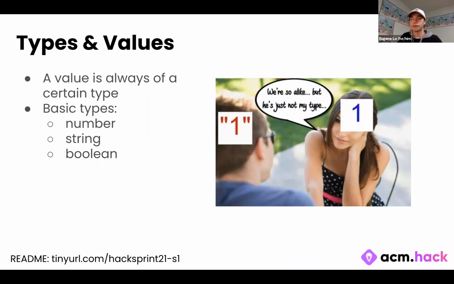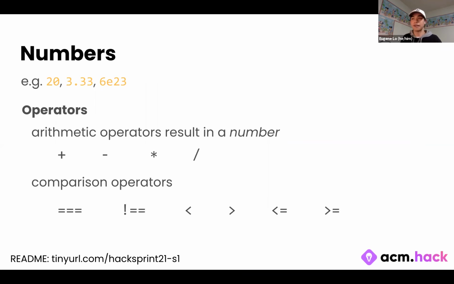Okay, so numbers are what you expect: numbers. 20 is a number, 3.33 is a number, 6e23 is a number. This is scientific notation, so this is the same thing as 6 times 10 to the 23. And with numbers, you can perform certain operations on them using arithmetic operators in JavaScript. These arithmetic operators are parallel to whatever you learned in elementary school about addition, subtraction, multiplication, and division. Addition is the plus sign, subtraction is the minus sign, multiplication is the asterisk, and division is the slash.